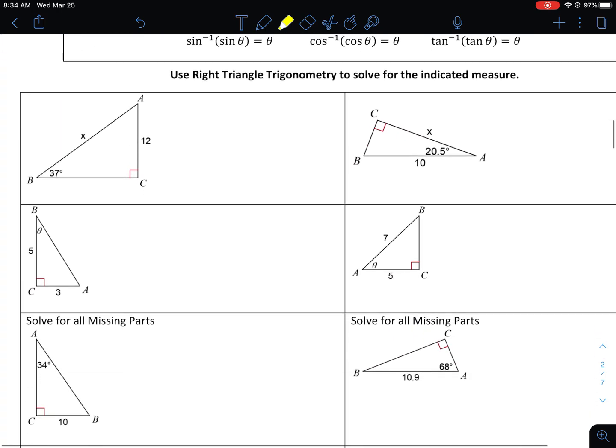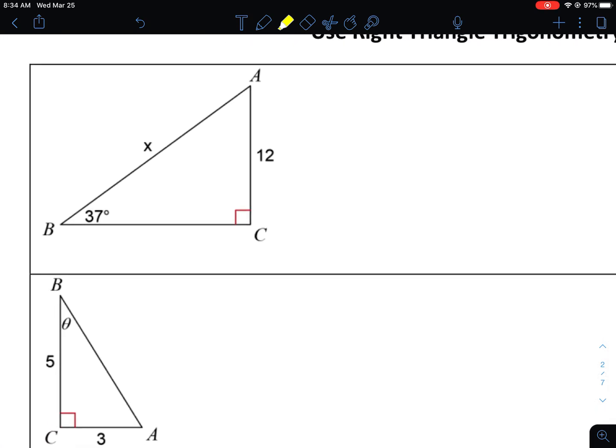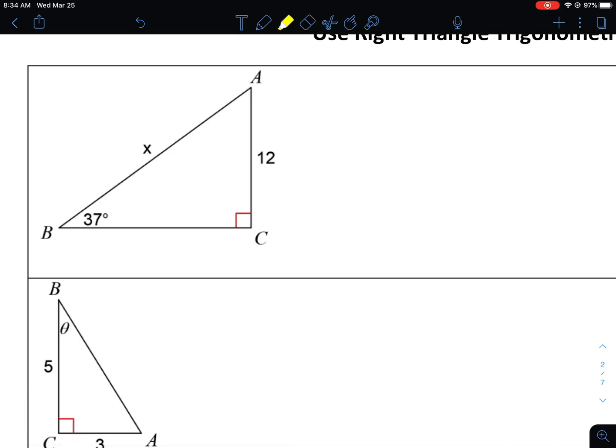So let's look here at the problem on the left-hand side. Our goal is to solve for x. So what you would do in this kind of problem is look at the information that's provided, and I'm given this 37-degree angle. Relative to the angle, 12 is opposite, x is hypotenuse. So I'd go find the trig ratio that involves opposite and hypotenuse in terms of our solving trig functions, which would be sine, cosine, or tangent.